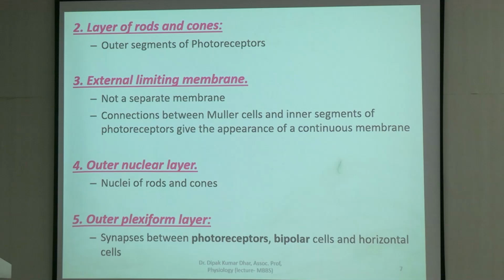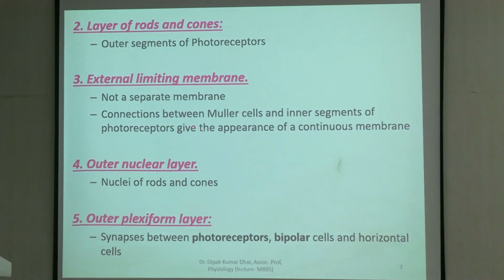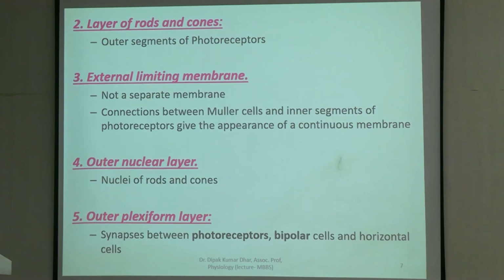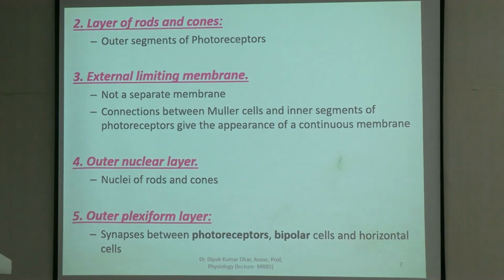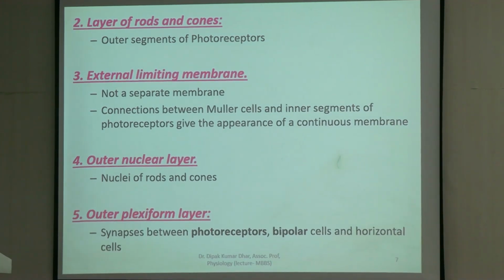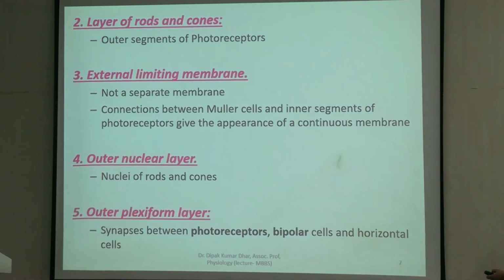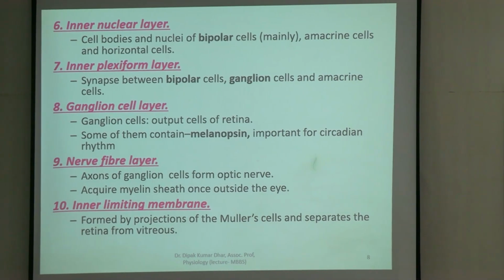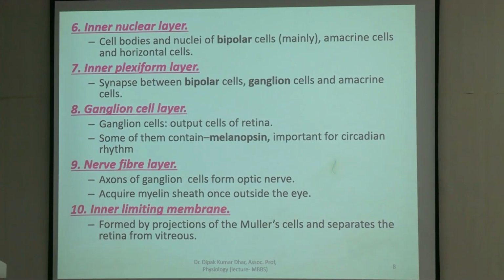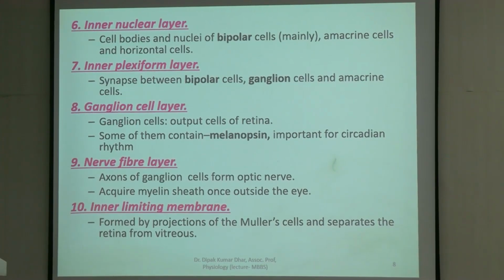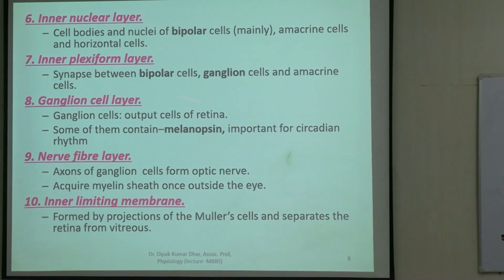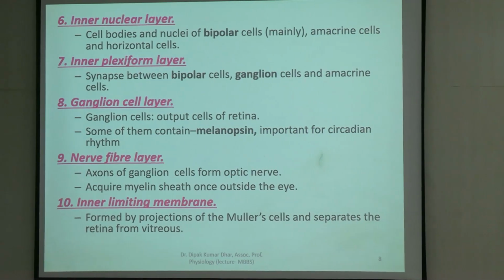External limiting membrane is not a separate membrane but formed by the projections of the Muller cells which give the appearance of a membrane. Outer nuclear layer is the nuclei of the rods and cones. Outer plexiform layer is the synaptic layer between photoreceptor and bipolar cell, and horizontal processing by horizontal cells. Inner nuclear layer, the nuclei cell bodies of the bipolar cells, followed by inner plexiform, bipolar or ganglion के बीच का synapse, where horizontal effect is done by amacrine cells. Ganglion cells are the output cells of the retina, the final cells.